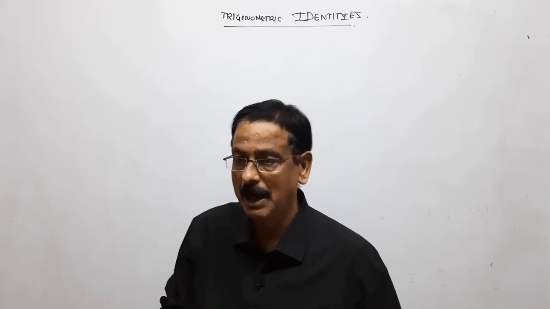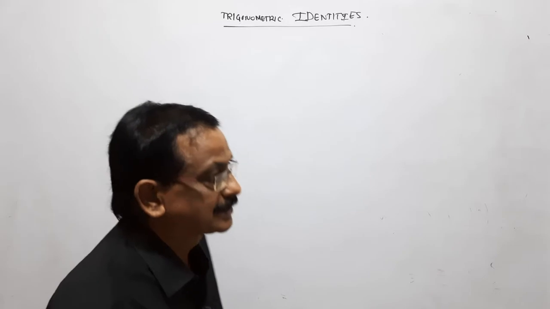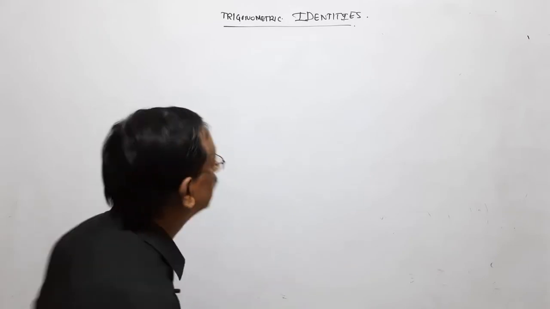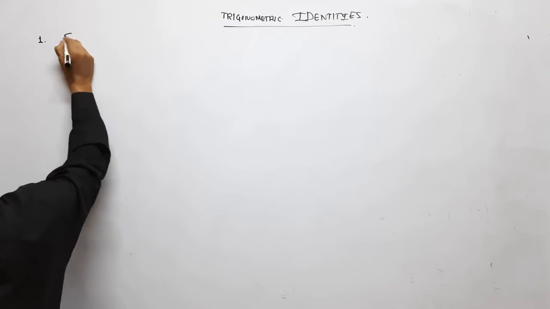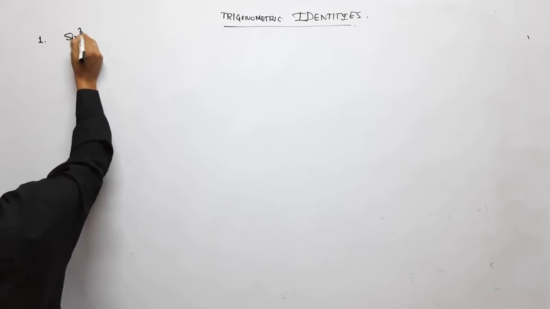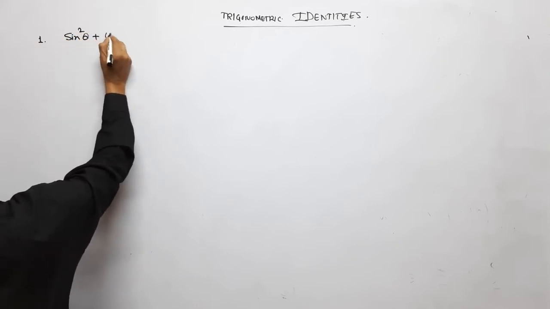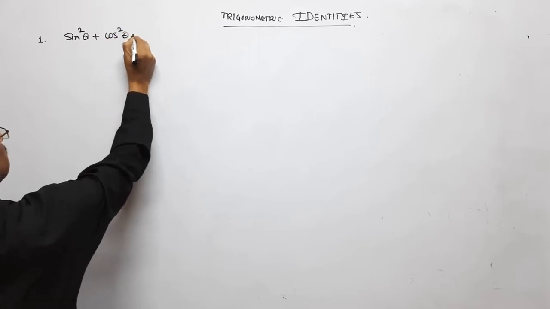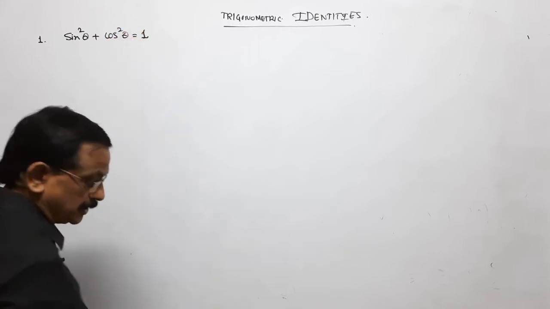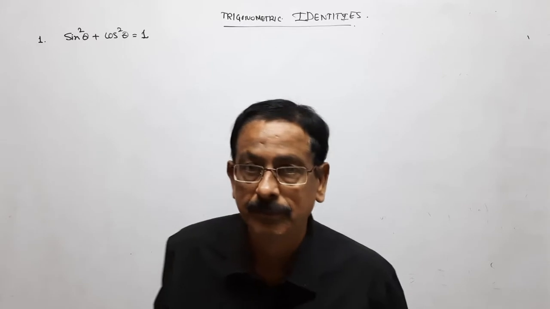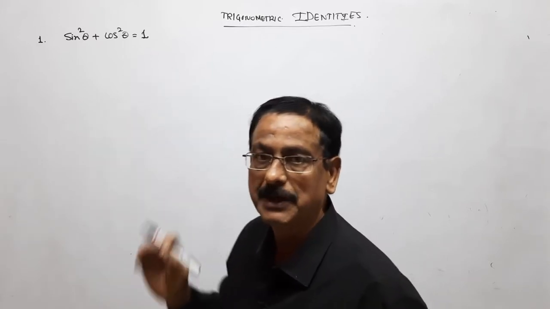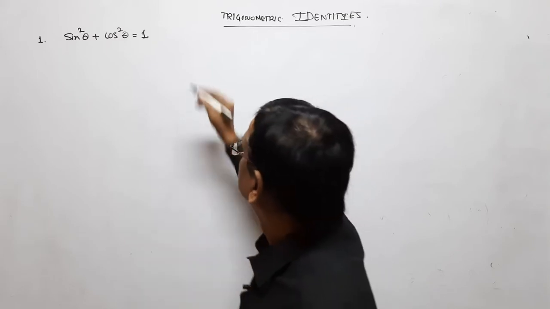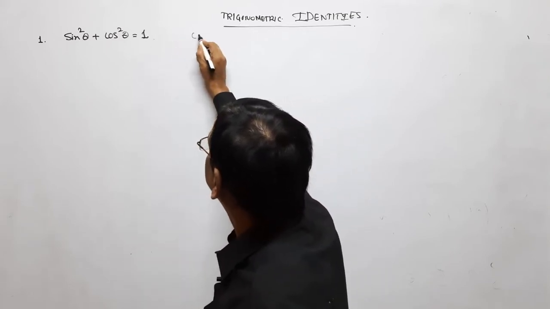That means I have a connection, certain connections, not all connections, but let us see what the identity is. The first one is sine square theta plus cos square theta is 1. That's true for any theta, irrespective of the theta.